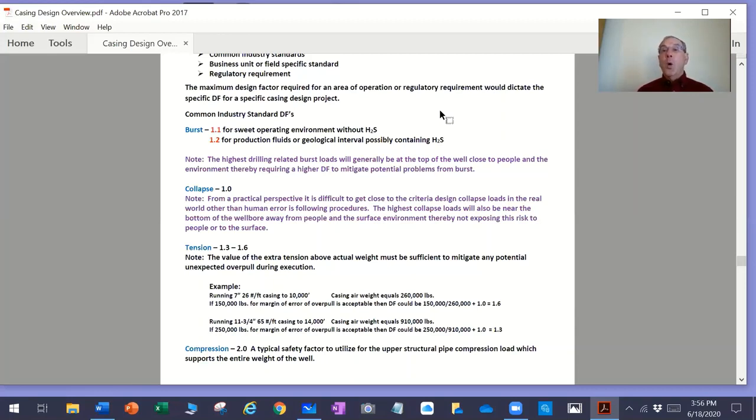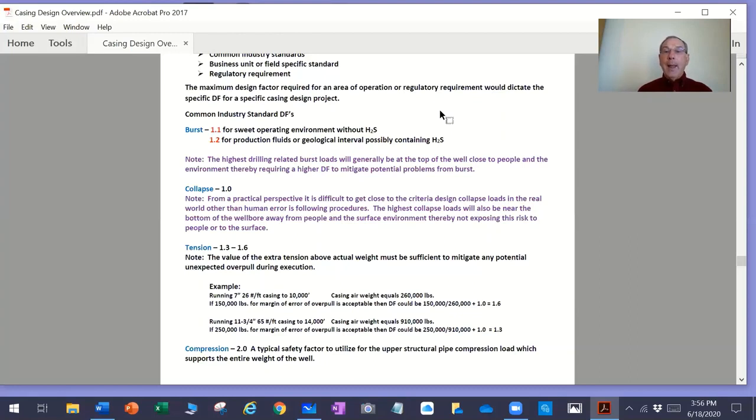That is about the only way you can ever get close to the collapse design criteria: a human error. And we can't always design for the absolute human error and having zero fluid inside of all casing strings. We just don't do that.